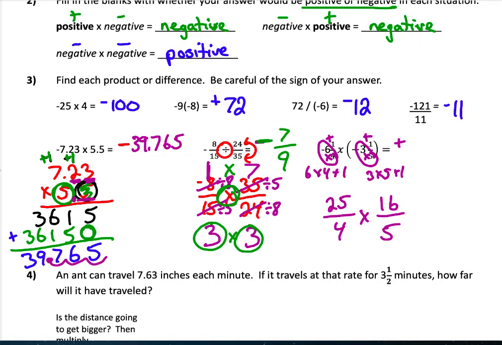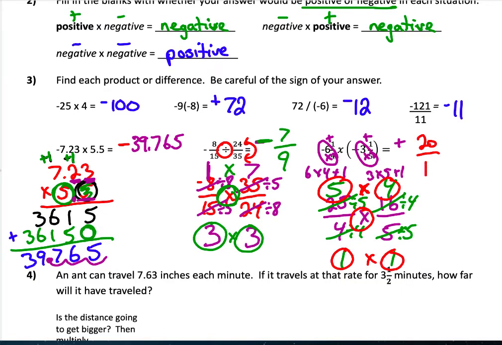All right, it's already a multiplication problem, so I don't need to flip anything, but now I want to look for cross-simplifying. So what could I divide out of a numerator and denominator? Well, 25 and 5 could each be divided by 5. So I get a 1 and a 5. 16 and 4 could each be divided by 4. So that gives me a 4 and a 1. When I think I've gotten everything, now I go ahead and multiply. Because remember, it's still a multiplication problem. So 5 times 4 is 20. 1 times 1 is 1. Another name for 20 over 1 is just 20.